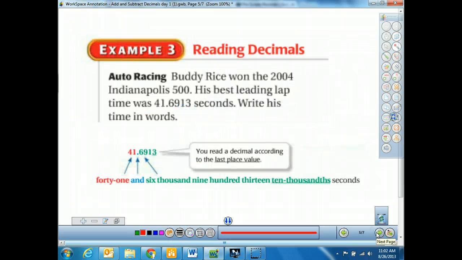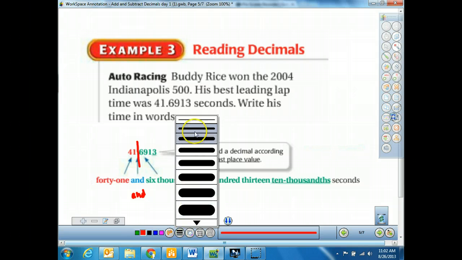Buddy Rice won the 2004 Indianapolis 500. His best leading lap time was 41 and 6,913 10,000ths seconds. Write his time in words. So I just read it to you in words. How I figured that out was here. This is our "and," it splits it in half. So we get that in there first. That's what I always do, is put my "and" in to begin with.